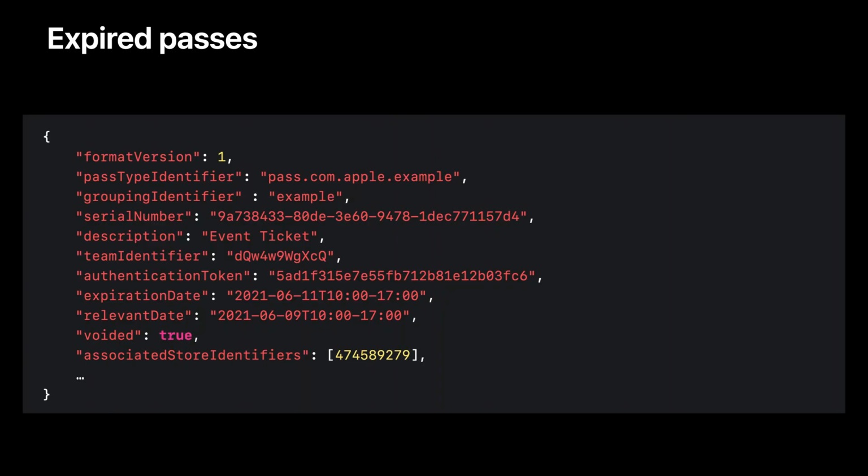Here we see some JSON from an example pass. Wallet looks at 3 fields to determine if a pass should be automatically hidden. Number 1, the pass has an expiration date that is older than the current date. 2, the relevant date is older than 1 day. Or 3, the pass has been voided. To ensure a great experience for your users, you should ensure these fields are set correctly on your passes.